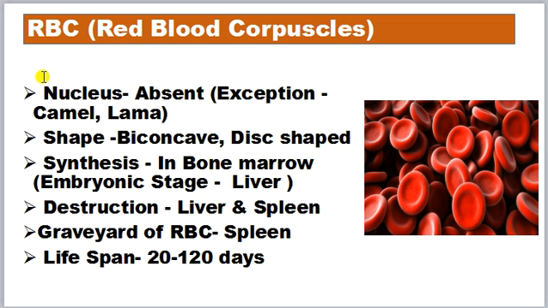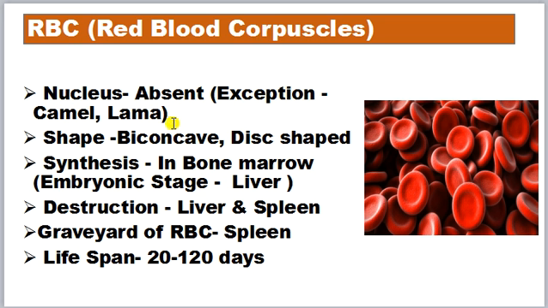Now we will talk about the different types of blood cells which are present in our blood, which I talked about earlier, like RBCs, WBCs, and platelets. So first of all, we will talk about the RBC, that is red blood corpuscles or cells.